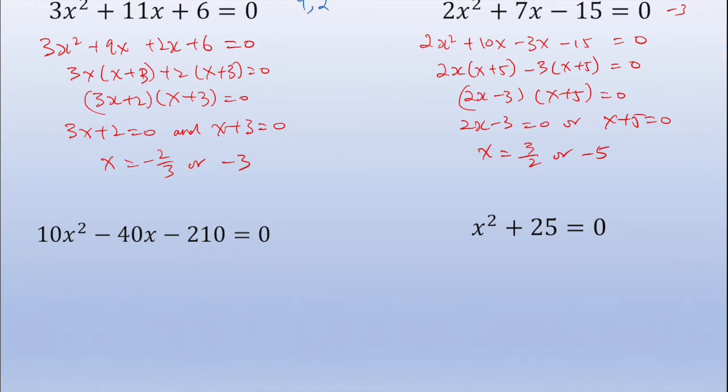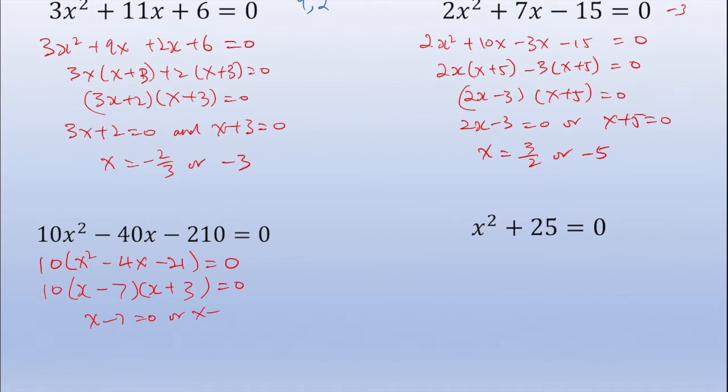What about the third one? What I would do is take out the highest common factor first, which is 10, x squared minus 4x minus 21 equals 0. Then we make it a monic quadratic to solve. Let's do it. It's 7 and 3. And it should be x minus 7, x plus 3 equals 0. Since we know that 10 cannot be equal to 0, we can say that x minus 7 equals 0, or x plus 3 equals 0. Therefore, x equals 7 or minus 3.